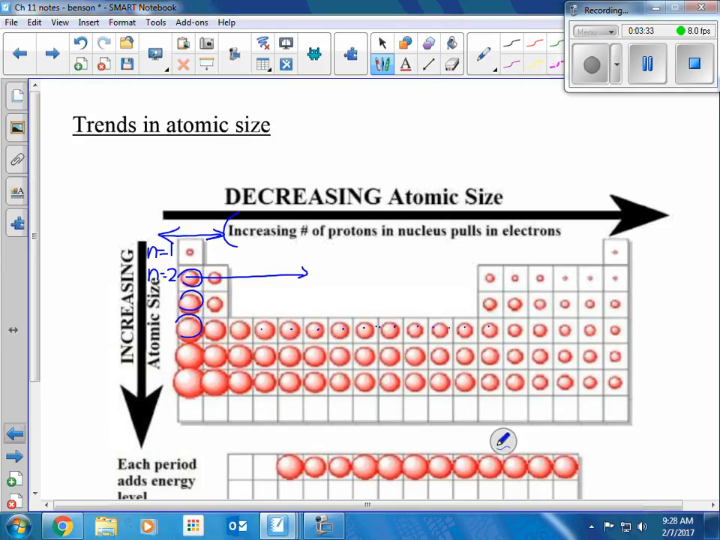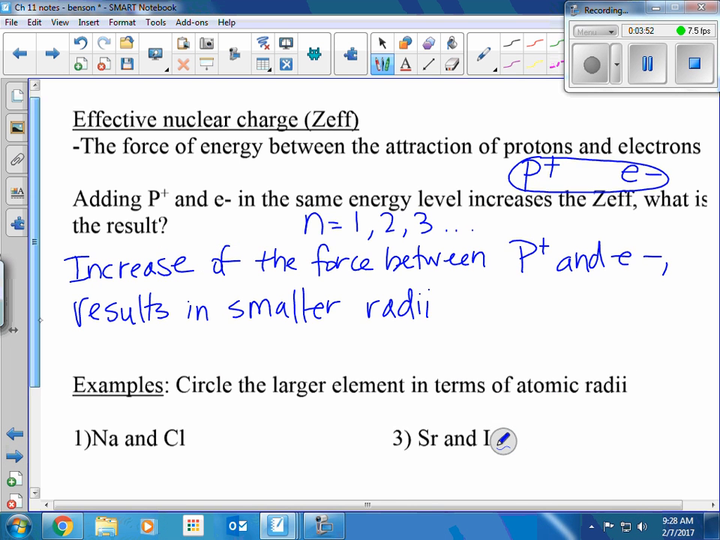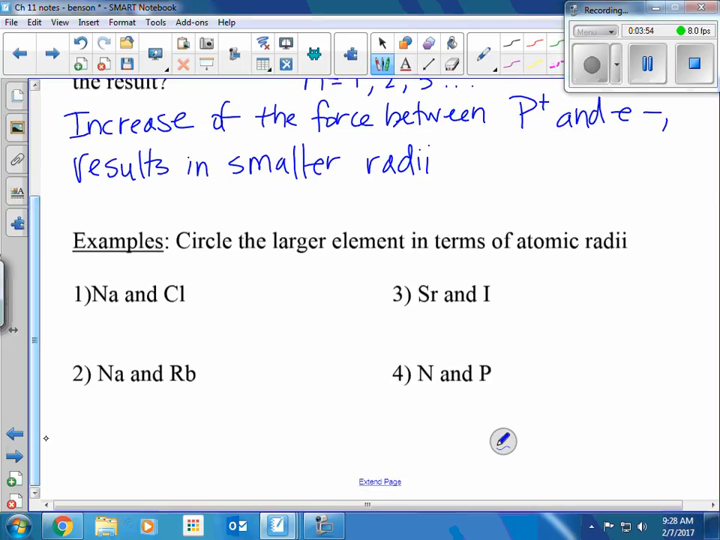So this right here, I know it's kind of small on your screen, but it says increasing the number of protons in the nucleus pulls in electrons. This is our effective nuclear charge. It's called our Zeff, and it makes the atom smaller and smaller and smaller. Now that's going to play a part when we start looking at how bonds are made. So we're just going to keep this really simple.